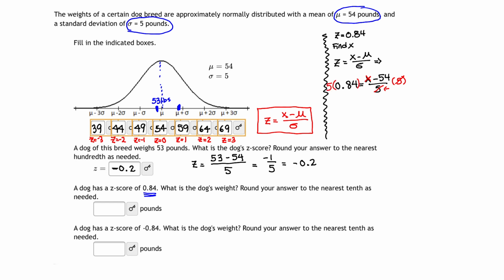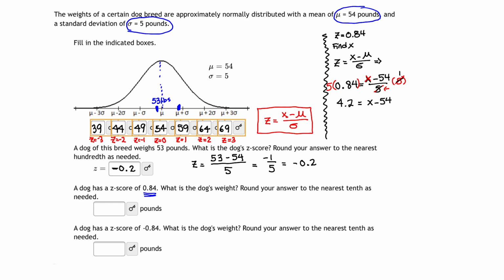Solving these algebraic equations, I'm going to take 5 and I'm going to multiply both sides of my equation by 5. On the left side, when I multiply by 5, I get 4.2. And on the right side, when I multiply by 5, it cancels my 5s, and I'm left with x minus 54, because 5 divided by 5, remember, is 1, and 1 times x minus 54 is just x minus 54.